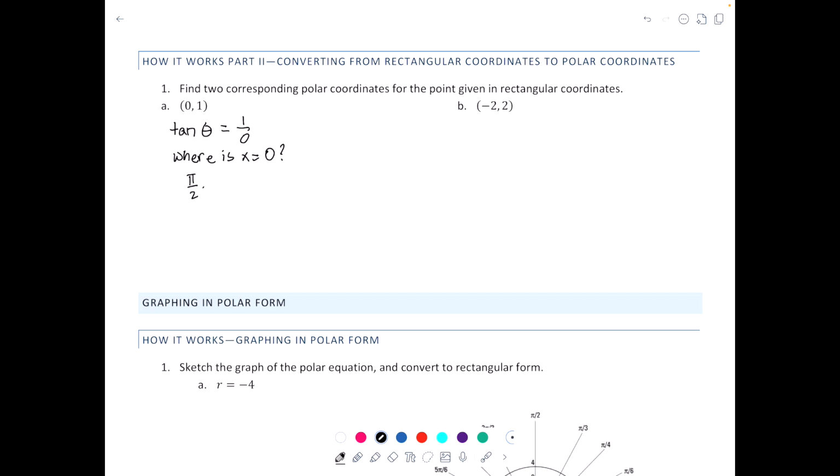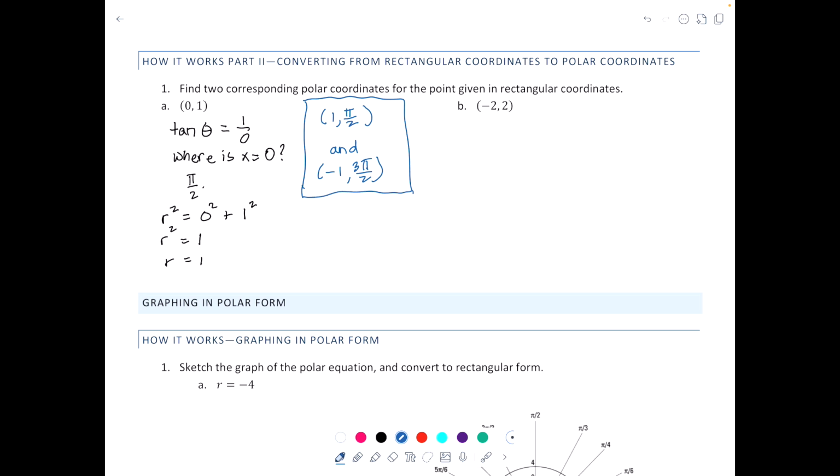Now we need to find r. So r squared equals x squared plus y squared. So r squared equals 1. r will be 1. r is positive. So our first point could be 1, pi over 2. And we could do, what else do you want to do? We could do negative 1. If I add pi to pi over 2, I get 3 pi over 2. Those work for me. Groovy?